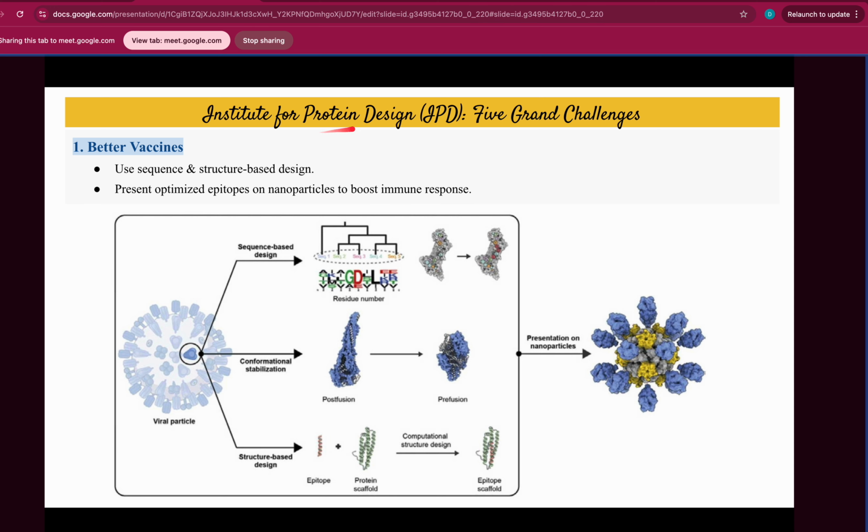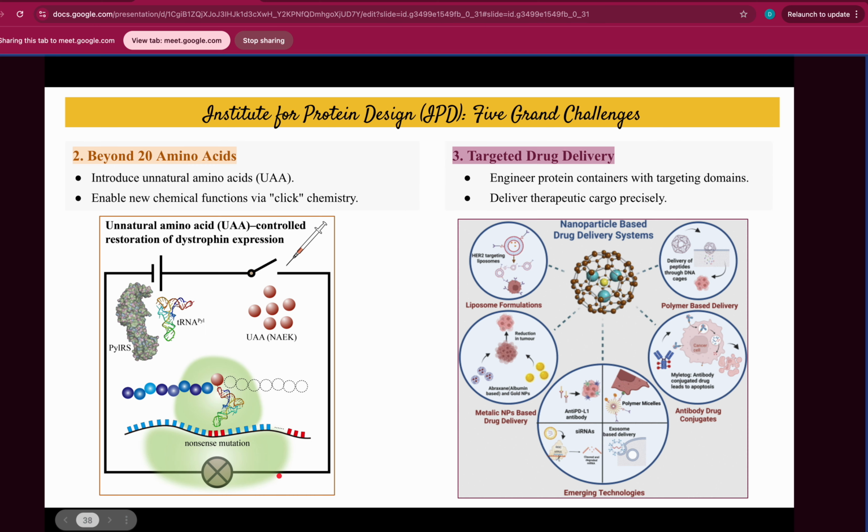And then there is an Institute for Protein Design which has solved 5 different issues, which have 5 different goals. They have designed better vaccines using sequence and structure based design. They present optimized epitopes on nanoparticles to boost the immune response. This institute is responsible for designing better proteins, or redesigning proteins with functional properties. They have improved the vaccines by using sequence based design, conformational stabilization, and structure based designs. Then they have also used unnatural amino acids to improve the activity of different enzymes.